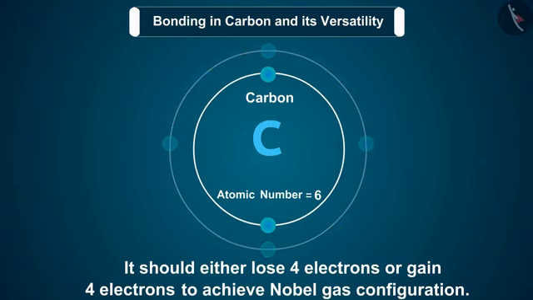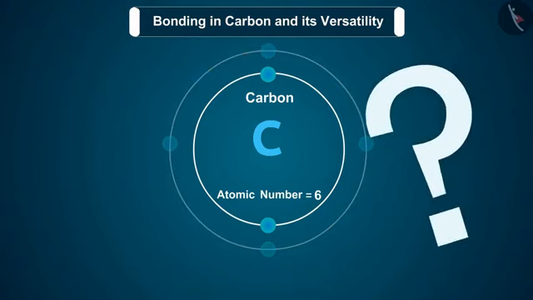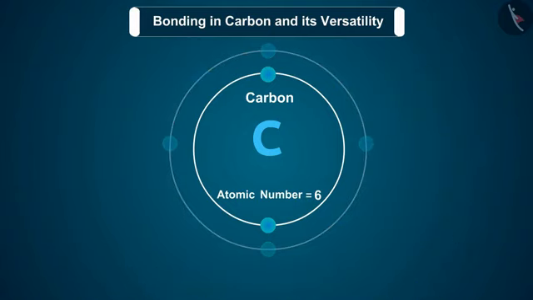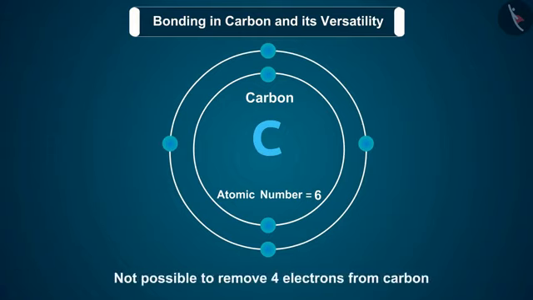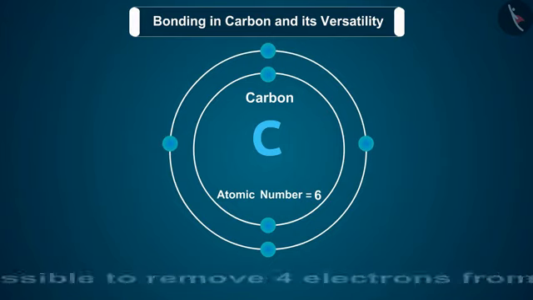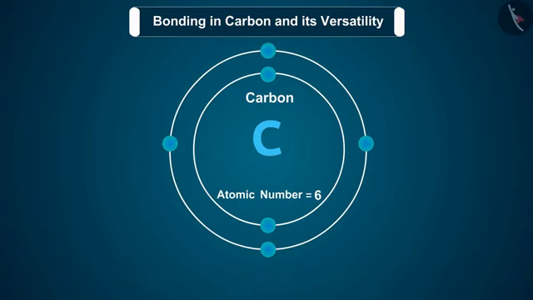But really, is it possible? As carbon is a small atom, the outermost electrons are held strongly by the nucleus of the atom. So it is not possible to remove 4 electrons from carbon. Also, it is not possible to gain these many electrons due to energy considerations.